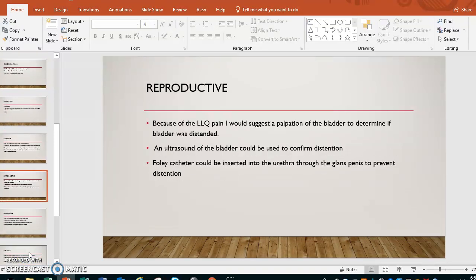Reproductive: because of the left lower quadrant pain, I would suggest palpation of the bladder to determine if the bladder is distended. A quick ultrasound of the bladder could be used to confirm distension. A Foley catheter could be inserted into the urethra through the penis to prevent distension.